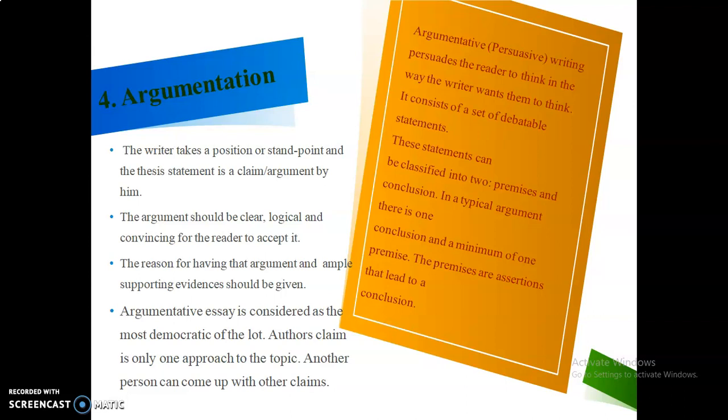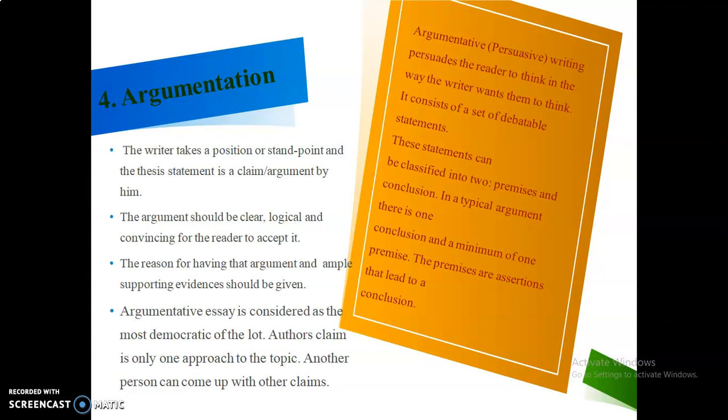Through this kind of essay, we make the reader believe what we think and propose through our essay. It consists of a set of debatable statements. Usually an argumentative or persuasive essay consists of a set of debatable statements, statements that can be debated upon, about which people may have different opinions. These statements can be classified into two: premises and conclusion.